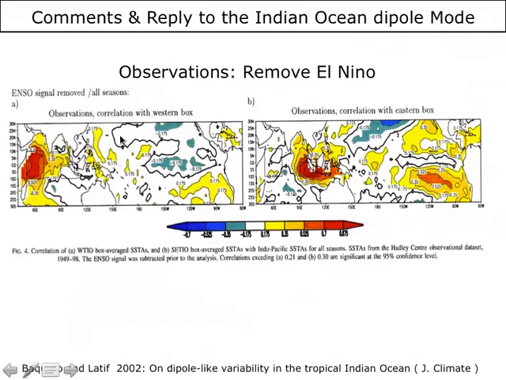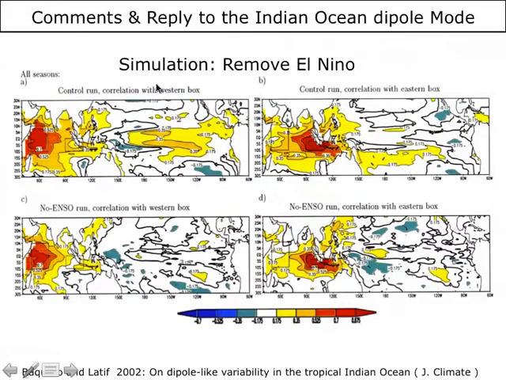But if you look at some publications, here's one which actually tries to get rid of ENSO. They look at the observations and remove ENSO by making a regression onto this region here, and then they take all the data that is correlated to Niño 3 out. Then they make a correlation of the left part of the Indian Ocean with the rest of the world. You see it's positively correlated. And the right side of the Indian Ocean is also zero or positive. So there's no dipole there.